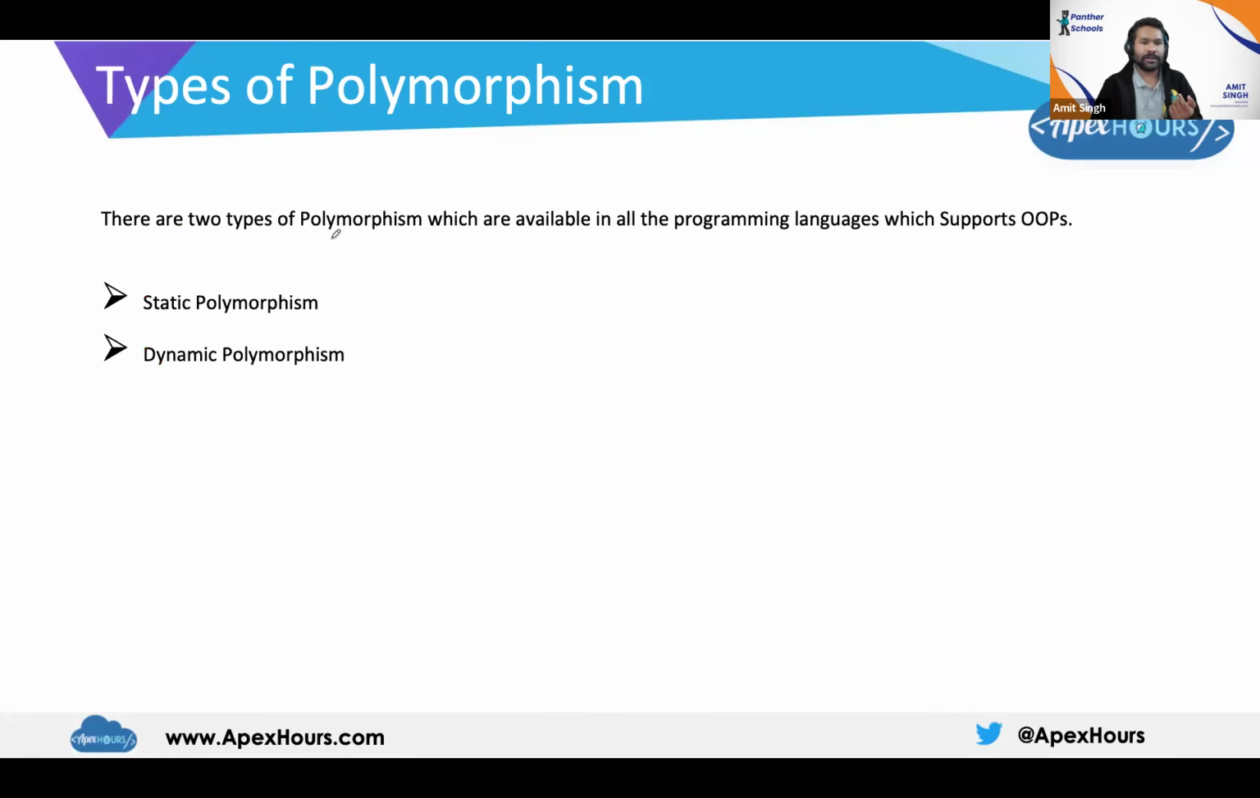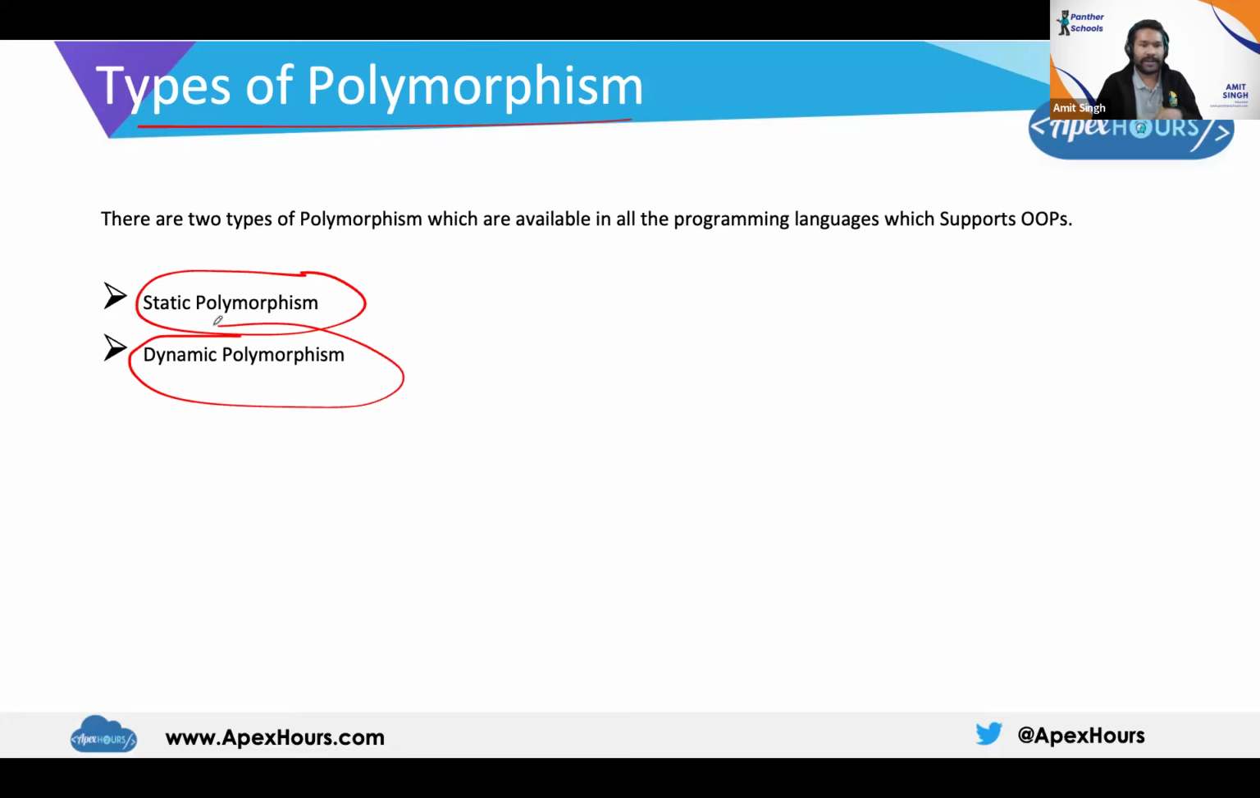Now let's talk about the next concept, which is types of polymorphism. And yes, we have types of polymorphism as well. There are two different types of polymorphism that are available for any programming language that supports OOPS concept. The first one is static polymorphism, that we also say compile time polymorphism. Then there is dynamic polymorphism, that we also say as runtime polymorphism.